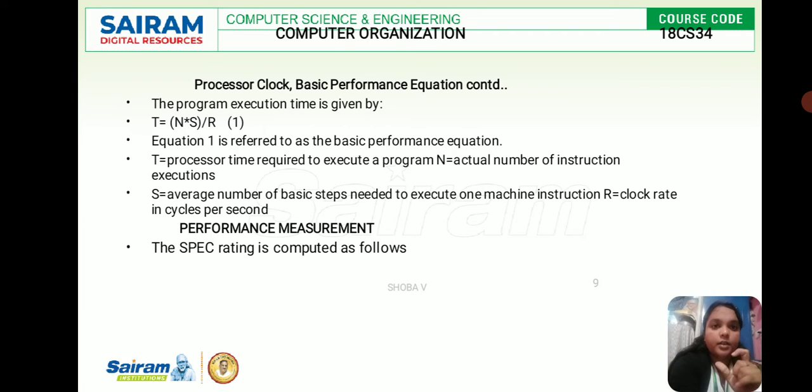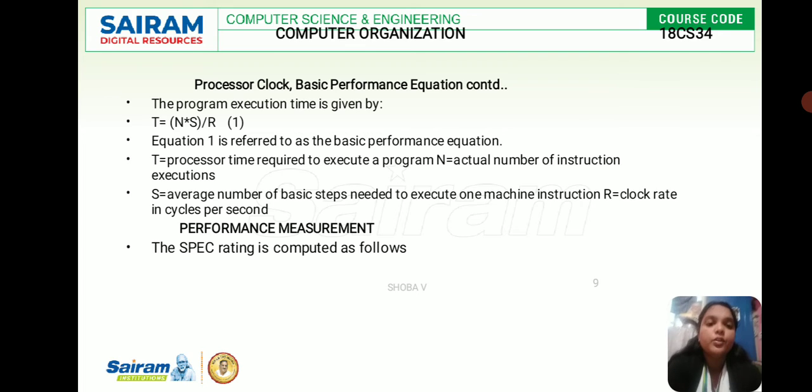Now we'll see the basic performance equation. The program execution time is T equals N times S divided by R. T is the total time required to execute, N is the number of instructions for a single program, S is the average number of basic steps needed to execute one machine instruction, and R is the clock rate in cycles per second. Equation 1 is referred to as the basic performance equation, and T is the processor time required to execute a program.